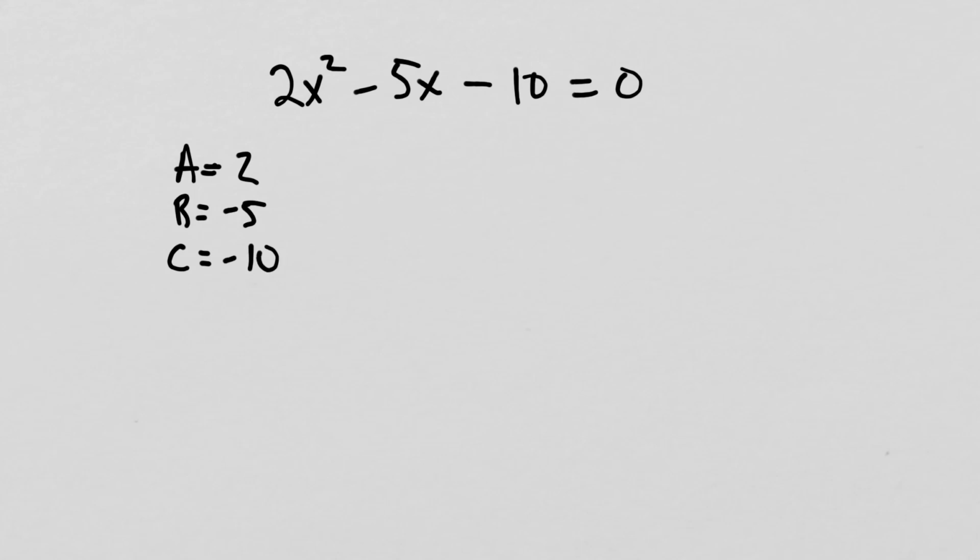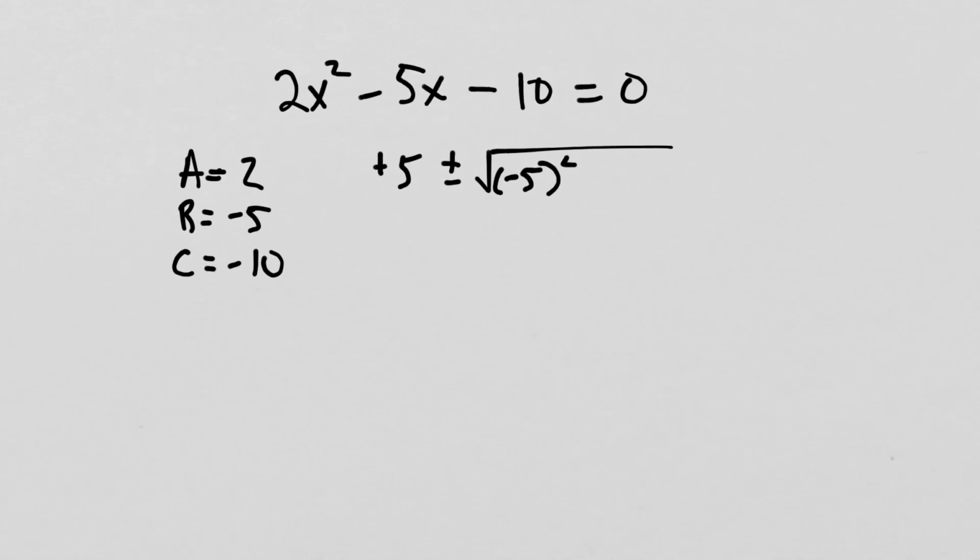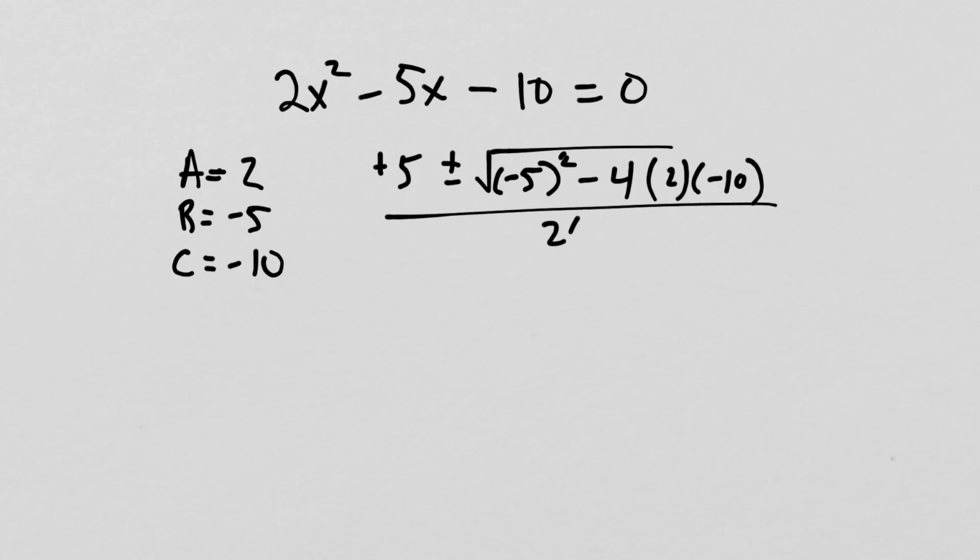All right, so using the formula, we're going to say the opposite of b, which is going to be a positive 5, plus and minus the square root of negative 5 to the second power. Now you got to be careful when you do this on a calculator. Make sure you put parentheses, right? Or just remember that anytime you take a square of a negative, it becomes a positive. So that's going to be a 25. Minus 4 times 2 times negative 10. On the bottom, 2 times a, which is 2.